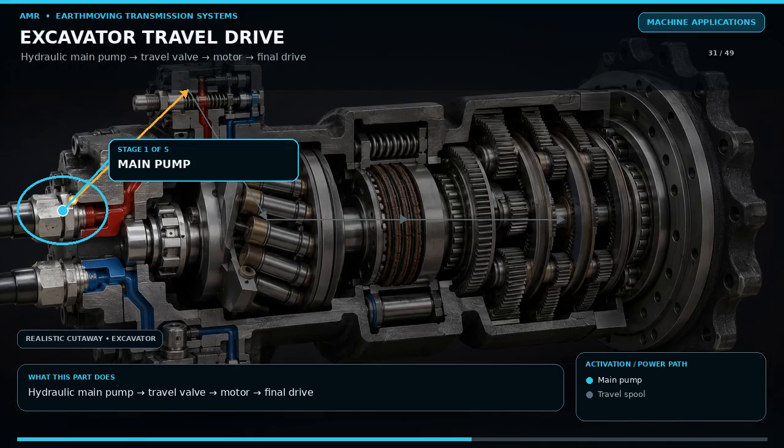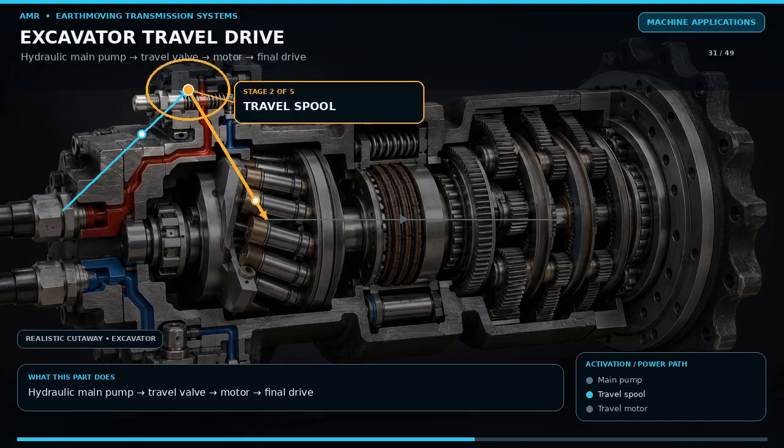Most hydraulic excavators do not have a conventional vehicle transmission. The diesel engine drives the main hydraulic pumps. Moving a travel lever sends a pilot signal or electrical request to the main control valve. The selected travel spool opens, sending high-pressure oil to one port of the travel motor. Return oil leaves the opposite port. Reversing the spool reverses motor direction.